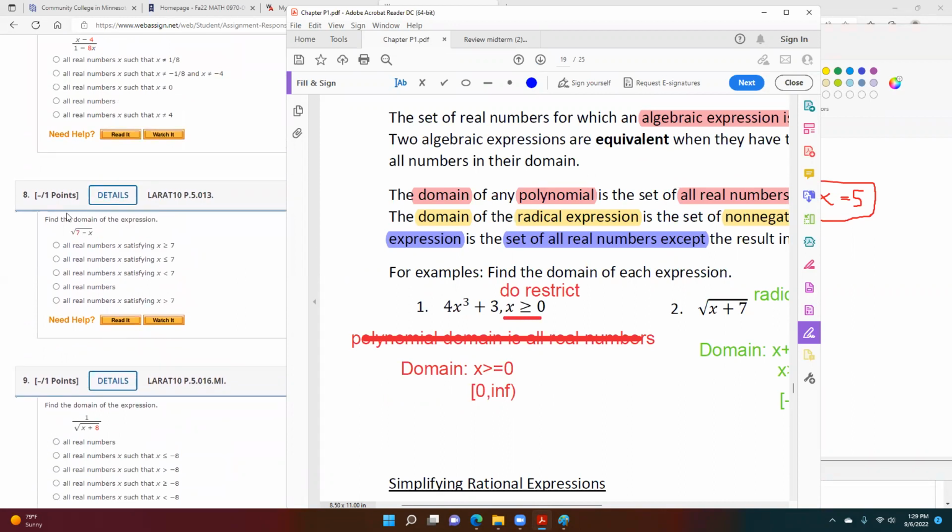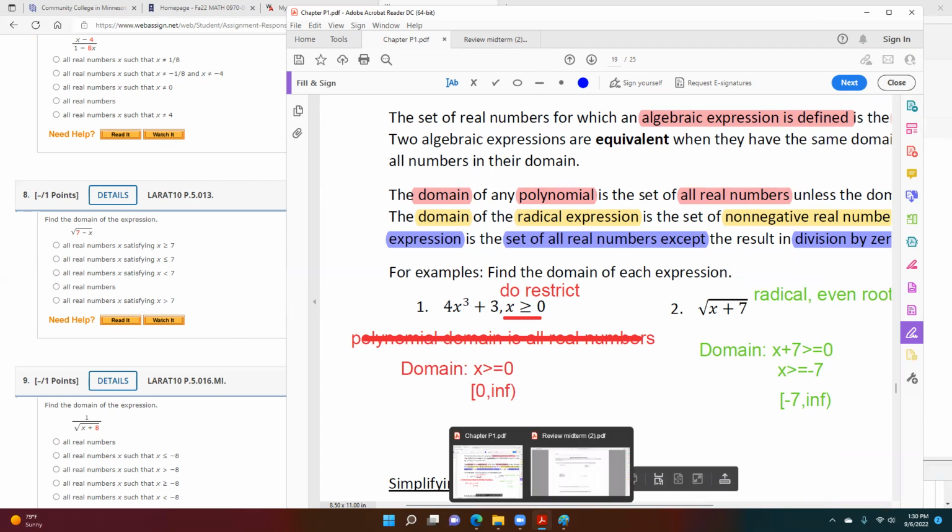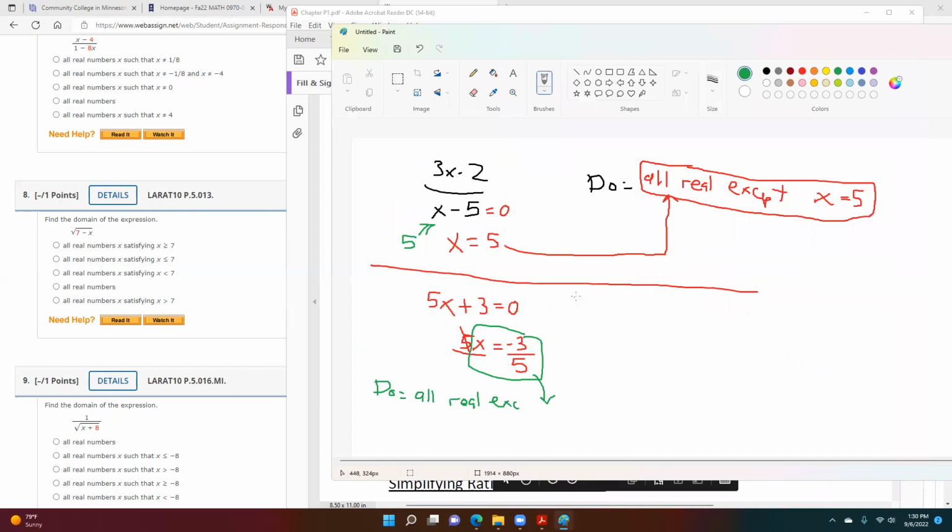So question 8, what do we call this? Radical expression. This is called a radical expression. And in order for us to do the radical expression, you have to look at your roots. Since this is an even root, which is a square root, how do we figure out your domain? You take the radicand and make it greater than or equal to 0 and solve for x. This is question number 8.